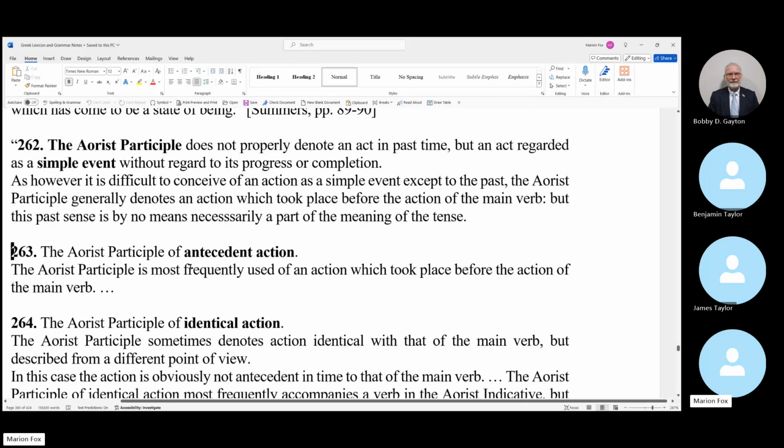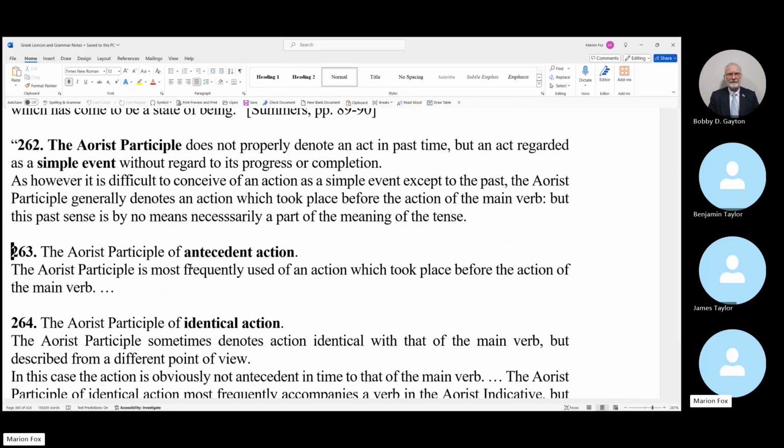This is Nunn, an intermediate grammar. Now, in his intermediate grammar he says the aorist participle does not properly note an act in past time, but an act regarded as a simple event without regard to its progress or completion. That's the best explanation of it right there. So the aorist tense only indicates past time in the indicative with an indicative mood verb, and even that is just incidental. But with a participle, it does not have time in it. Context will tell you the time. So it's a simple event, and the present participle would be a continuous event, something going on continuously.